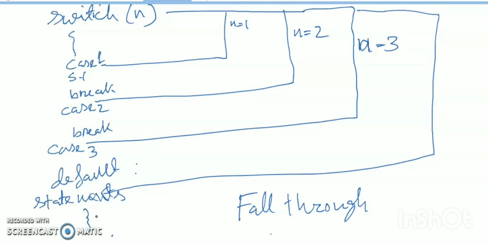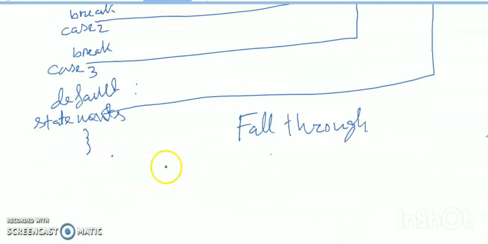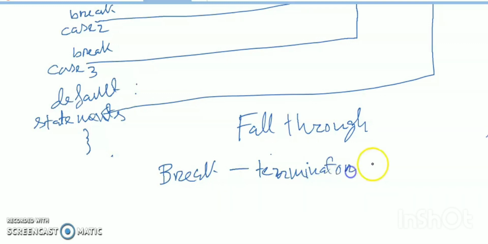Break statement. Break statement is used at the end of each case, and is referred to as the case terminator. Break is the terminator. No statements are written after break in any specific case. This statement forces the control to exit from the switch block.